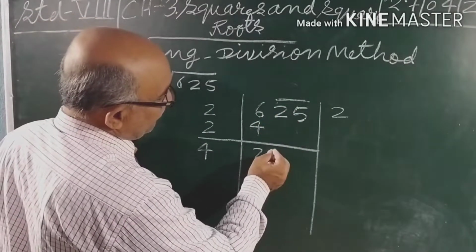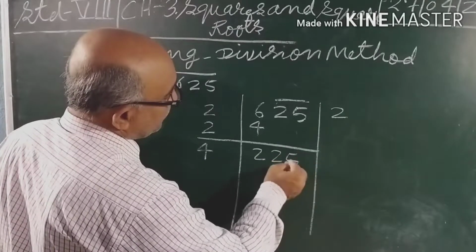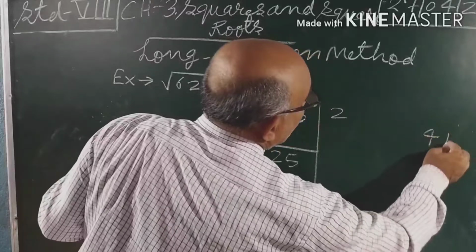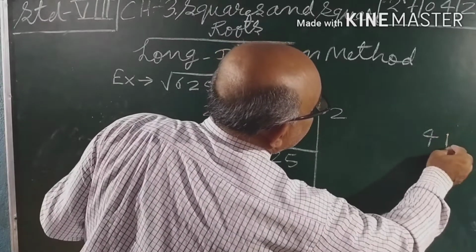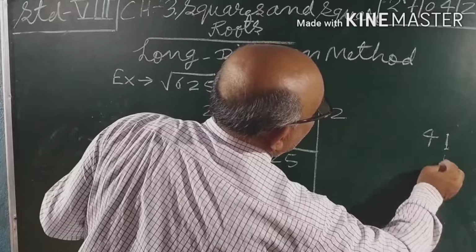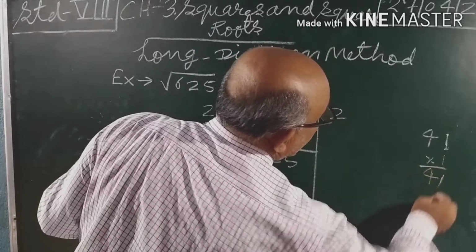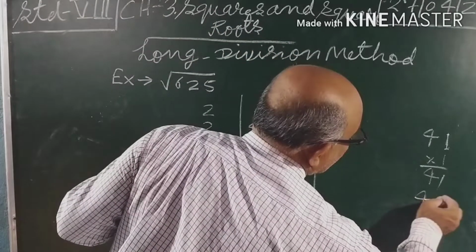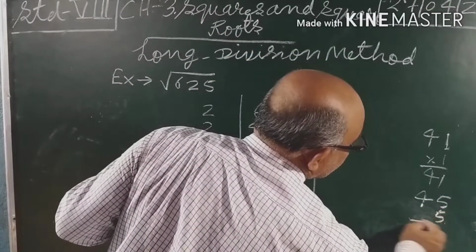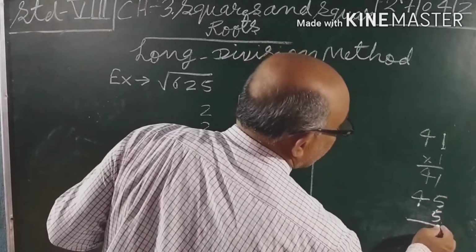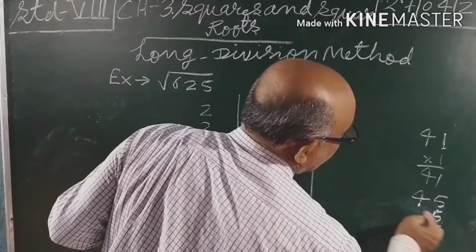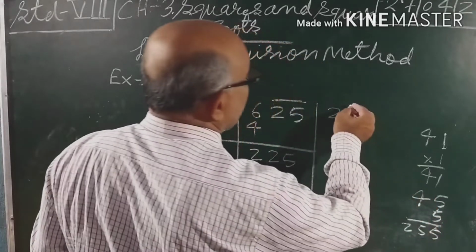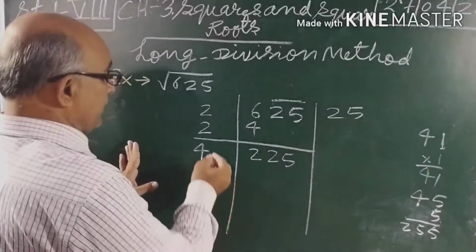Now bring down the pair 25. So 4 here. Check: 4 1 ja 41 is very small. Take 5 times: 5 5 ja 25, 4 5 ja 20 plus 5 is 25. So 5 times. The quotient is 5.